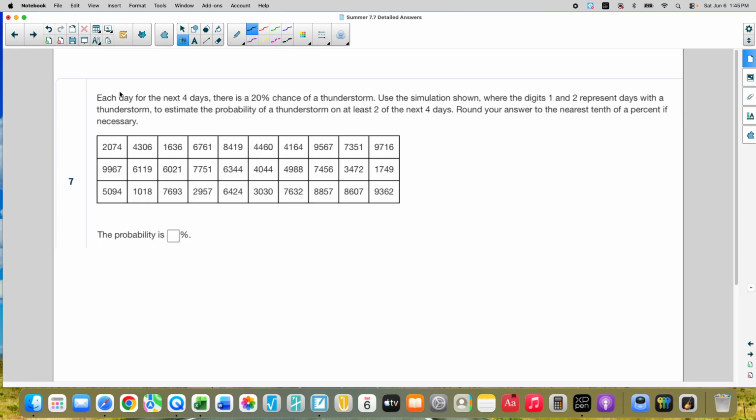So let's read it. Each day for the next 4 days, there is a 20% chance of a thunderstorm. Use the simulation shown where the digits 1 and 2 represent days with a thunderstorm to estimate the probability of a thunderstorm on at least 2 of the next 4 days. Round your answer to the nearest 1/10% if necessary. Okay, well, I didn't really understand this, first of all, so I struggled with this for about 10 minutes. I was looking at this and I see a 2 there, so that day it rained. I see a 1 here. That day it rained here, it rained here.